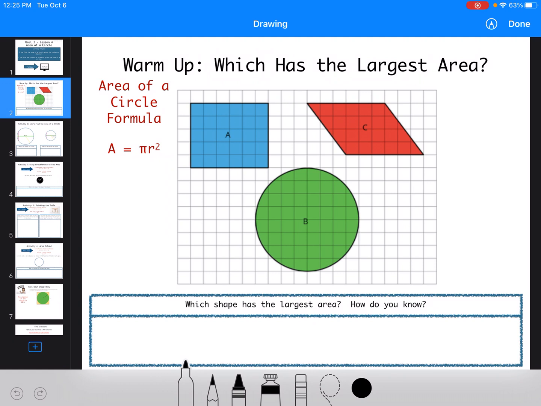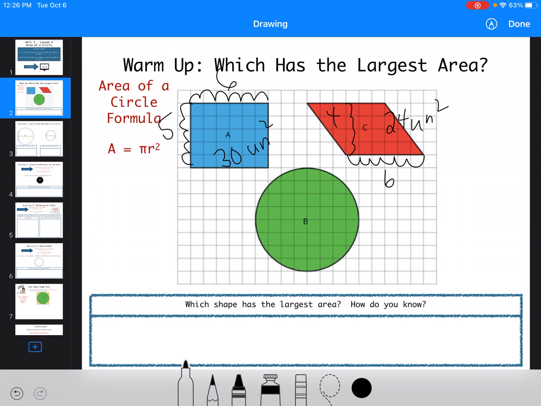So for our first question, it's asking us to find which one has the largest area. Well, I know that this one is 5 by 6, so it has an area of 30 units squared. This one is 6 by 4, so 6 times 4 is 24 units squared.